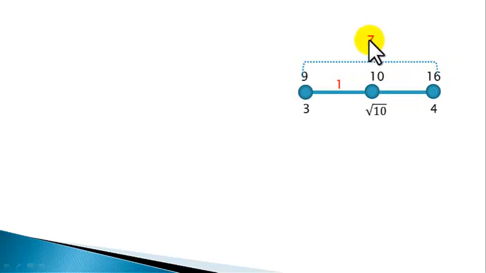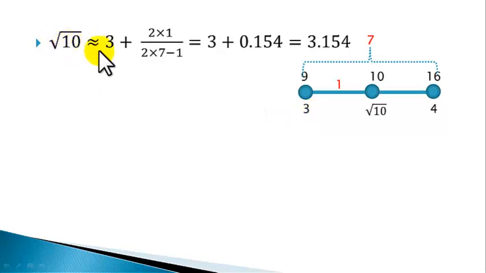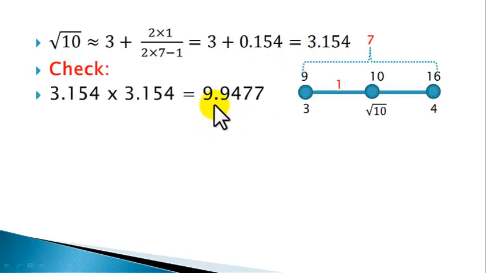Putting d equals 7, m equals 1, and x equals 3 into our formula, we have the square root of 10 is approximately equal to 3 plus 2 times 1 all over 2 times 7 minus 1, which is equal to 3 plus 0.154, and this is equal to 3.154. Check. Multiplying 3.154 by itself gives 9.9477. This also implies that the formula underestimates the square root of 10.